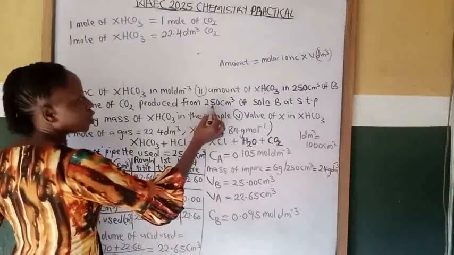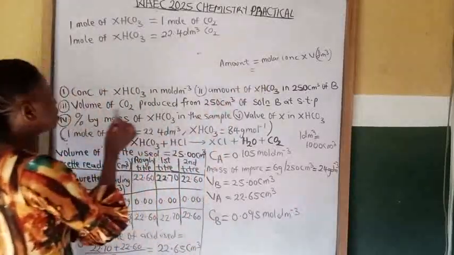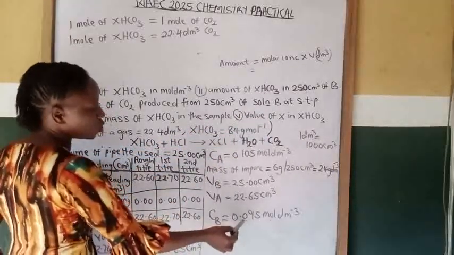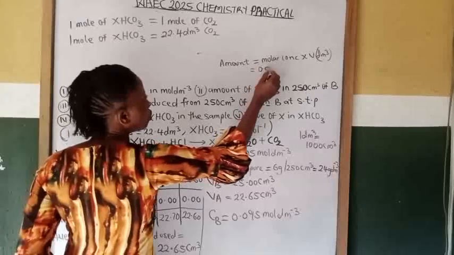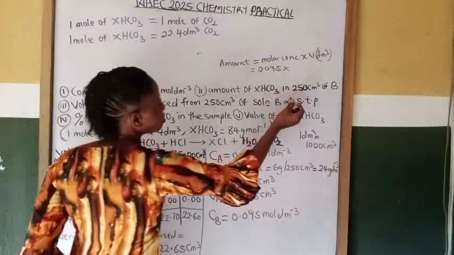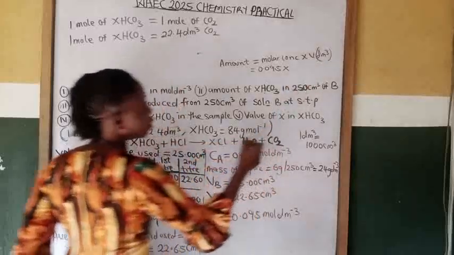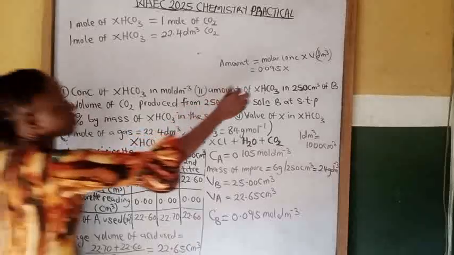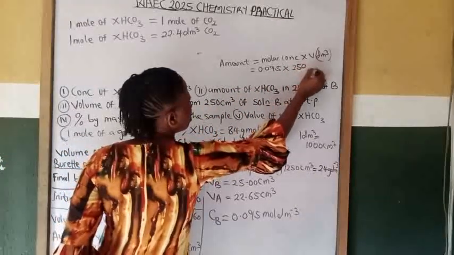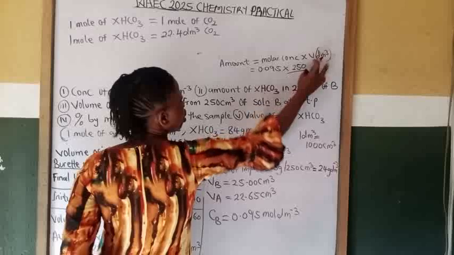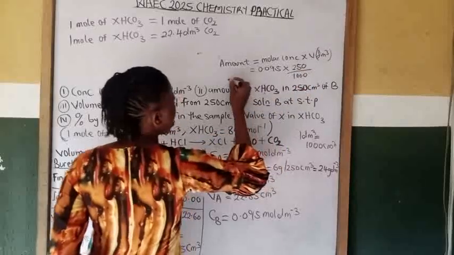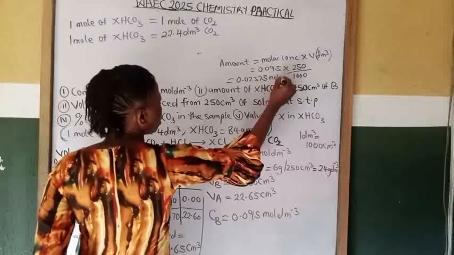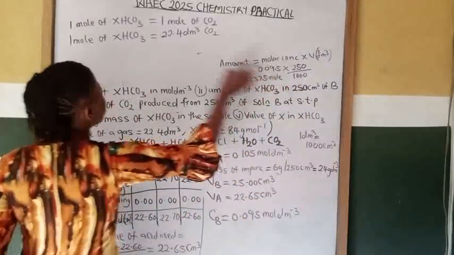We have done it. So the molar concentration of what? Of base. The molar concentration of base, which is 0.095, times the volume in dm cube. So the volume of CO2 produced in 250, that is 250. Then you want to convert it to 1 dm cube divided by 1000. So our answer is equal to 0.02375 mole.